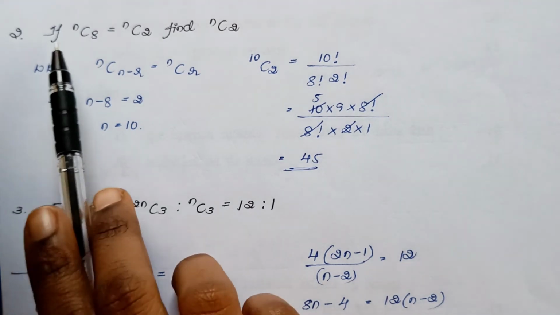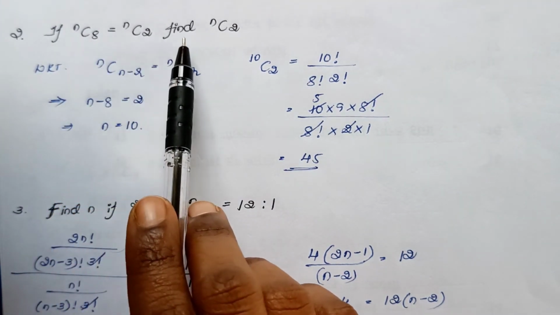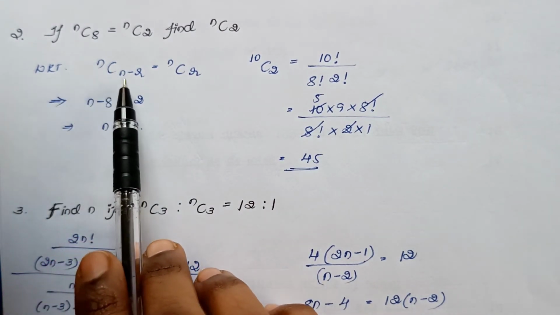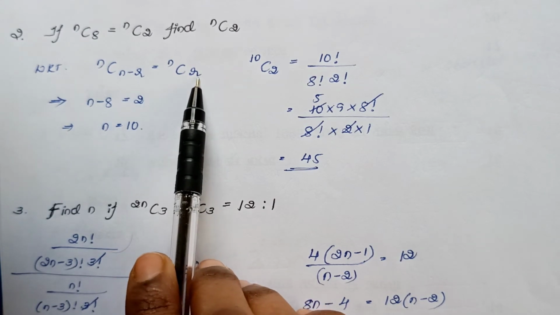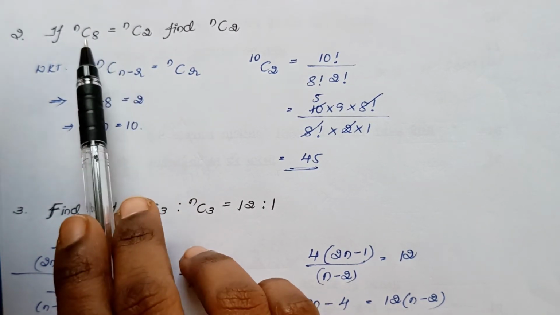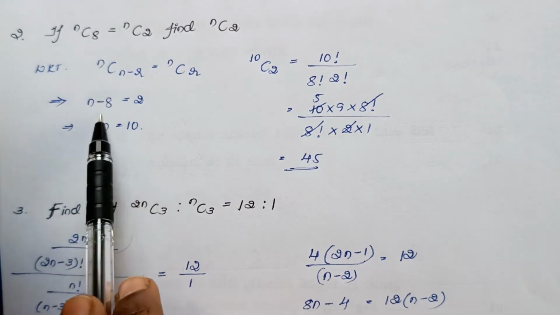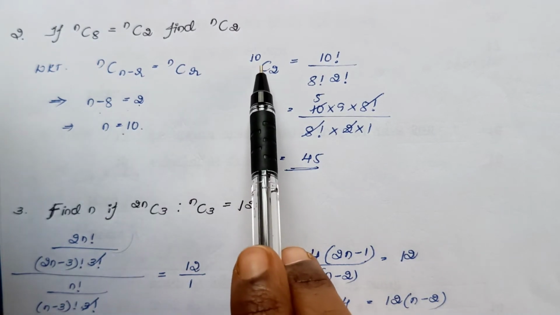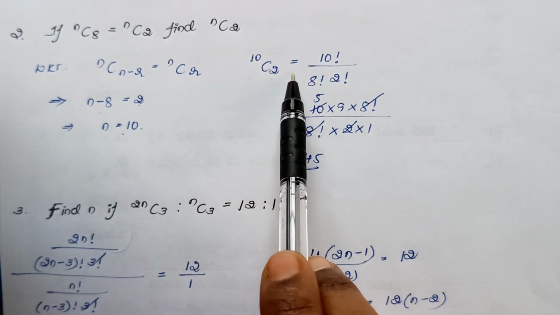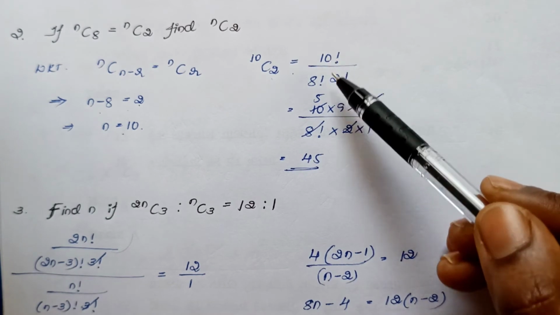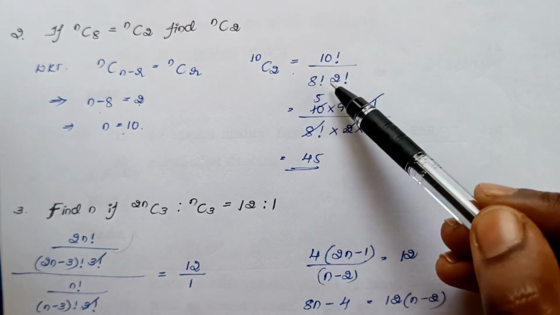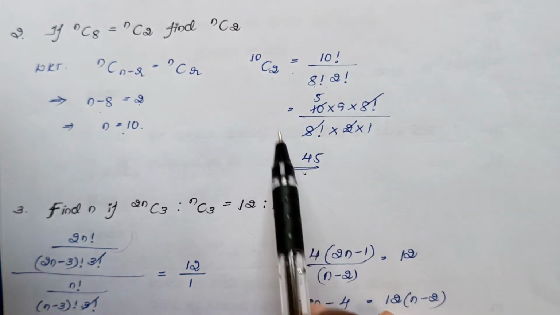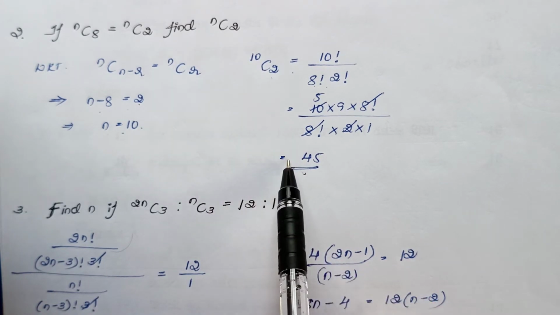Next is, if nC8 is equal to nC2, find nC2. We know that nC(n minus r) is equal to nCr. So by applying this here, we get n minus 8 is equal to 2. So n is 10. So apply here 10C2. This is equal to 10 factorial by 8 factorial into 2 factorial. So by simplifying, you get the value of 10C2 as 45.